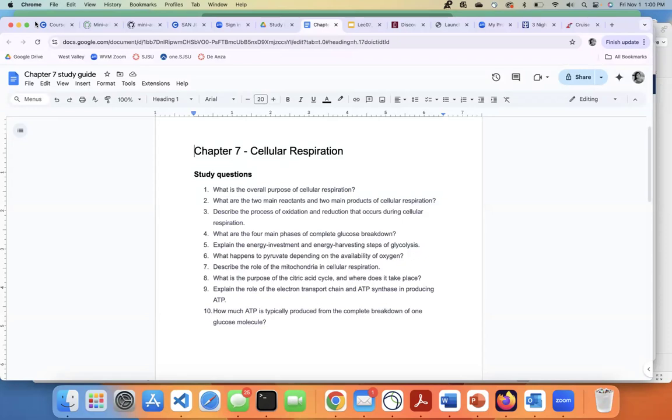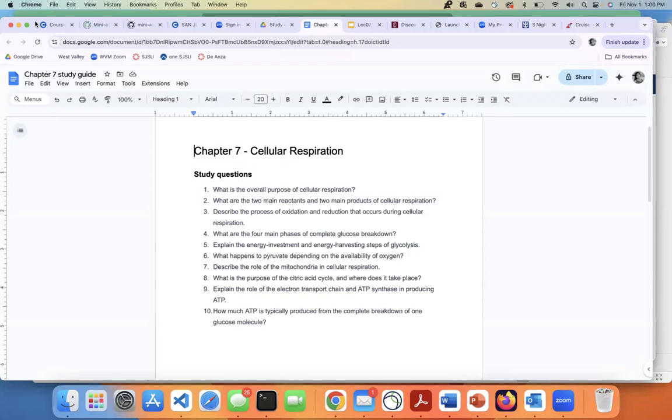What happens to pyruvate depending on availability of oxygen? Remember that we go from glucose to pyruvate. This happens regardless of whether we go down the anaerobic route or the aerobic route. But once we get to pyruvate, which route we take depends on whether oxygen is available. If oxygen is available, which pathway does it take? If oxygen is not available, which pathway does it take?